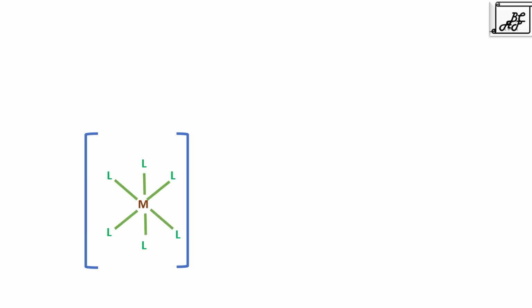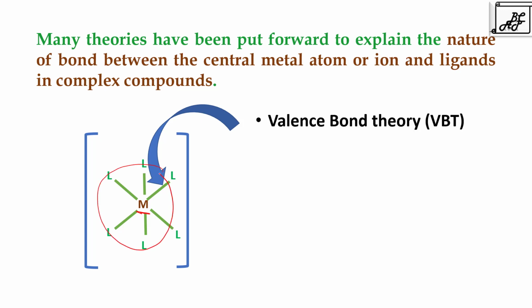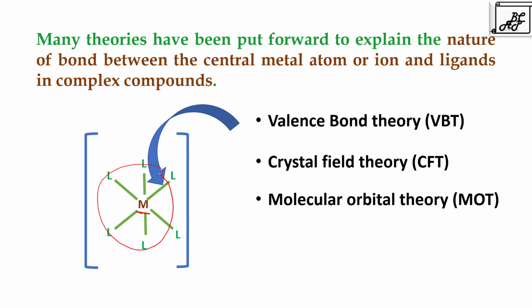In a metal complex, the metal is at the center and it is surrounded by ligands. Many theories have been put forward to explain the nature of bond between the central metal atom and surrounding field ligands. The first is valence bond theory, second is crystal field theory, third is molecular orbital theory, and fourth is ligand field theory. In this series of lectures, we will study crystal field theory and molecular orbital theory. We will start with crystal field theory.